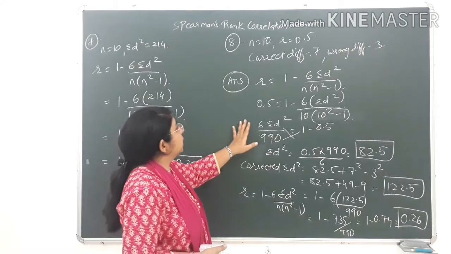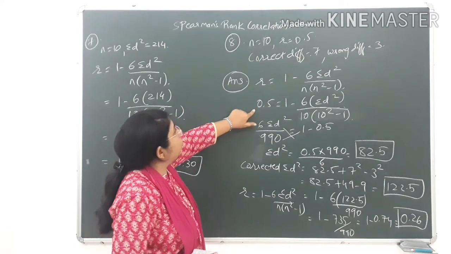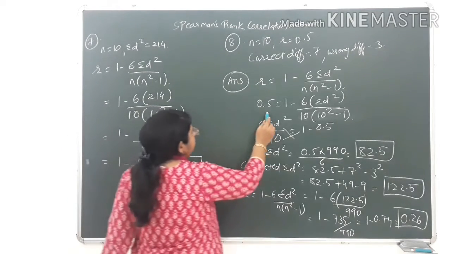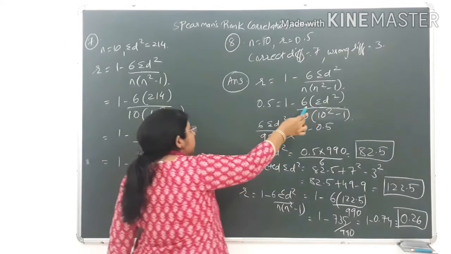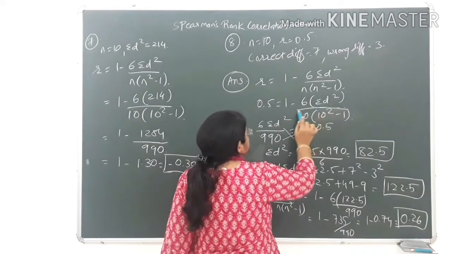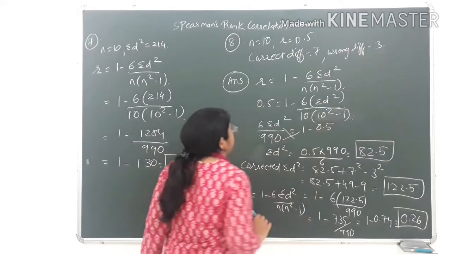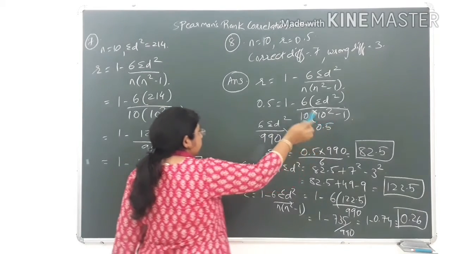To find sigma d square, again we have to apply the same formula and put the value of r over here, that is 0.5. So you will write 0.5 is equal to 1 minus 6, and you do not have the value of sigma d square, so sigma d square as it is, upon the value of n, that is 10. So 10 into 10 square minus 1. Now 10 into 10 square minus 1 comes directly to 990.